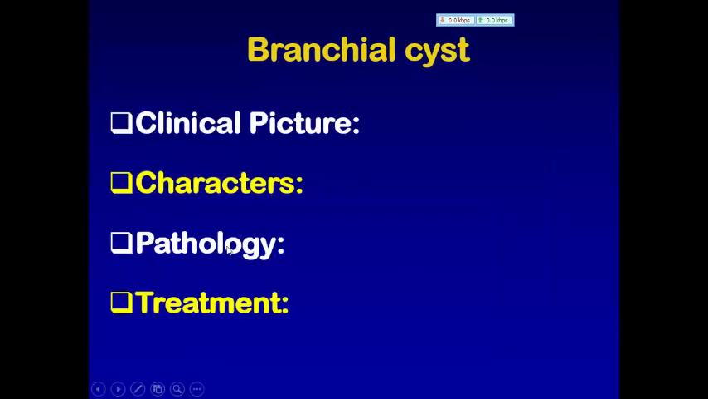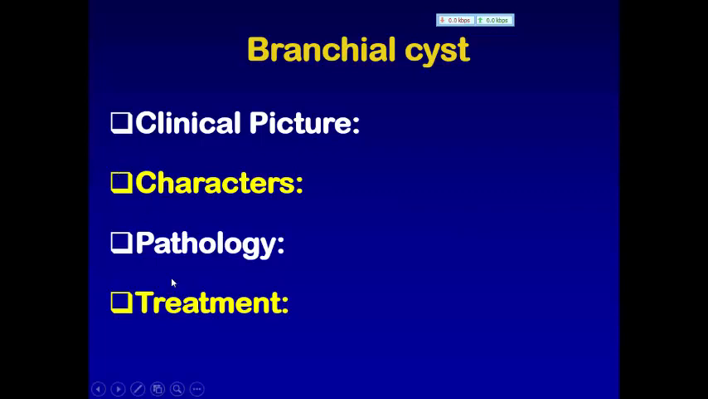The pathology of this cyst: it is lined by squamous epithelium and surrounded by excessive lymphoid tissue, which explains its frequent inflammation. It contains mucus rich in cholesterol crystals. That means if you insert a needle and aspirate the contents, you will find mucous material with yellow granules, which are cholesterol crystals.